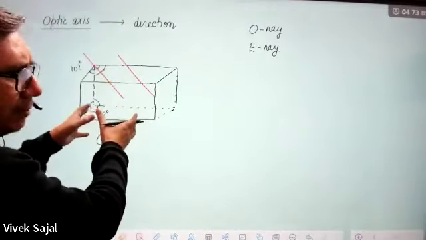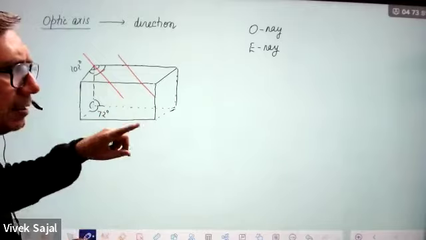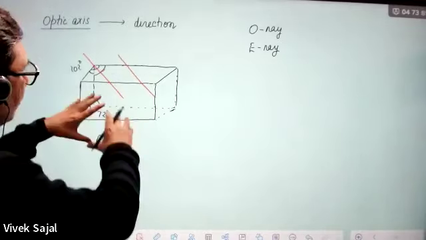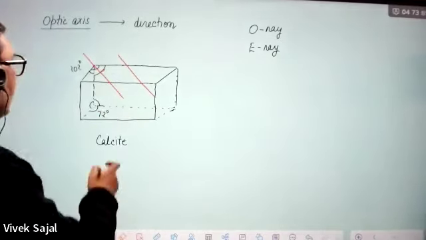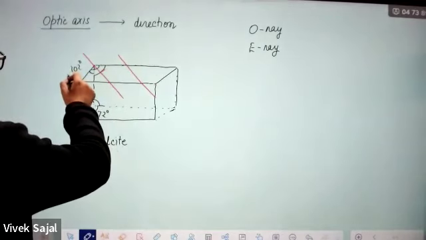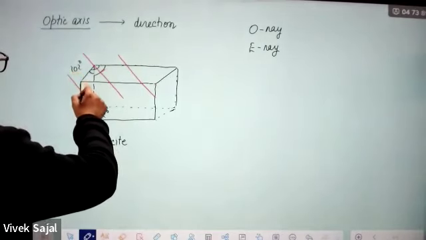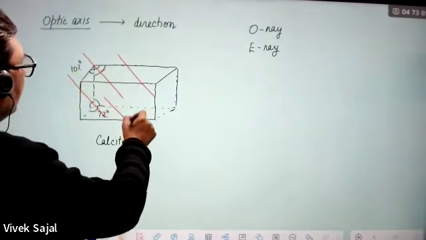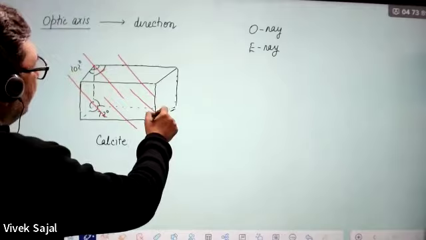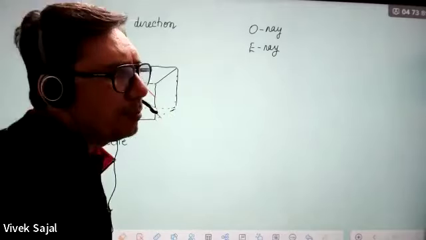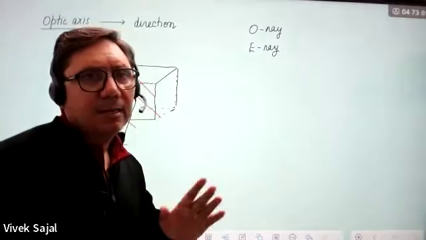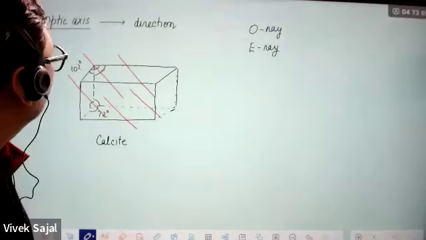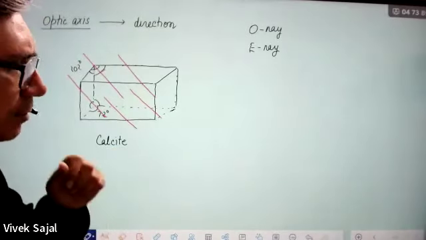In this crystal here, I have used only one building block of the crystal. So many building blocks are there. So if you choose in this crystal which is made up of so many building blocks, all these lines which are parallel to the optic axis, they are all behaving like an optic axis. So optic axis is a direction, not a line. Remember this.